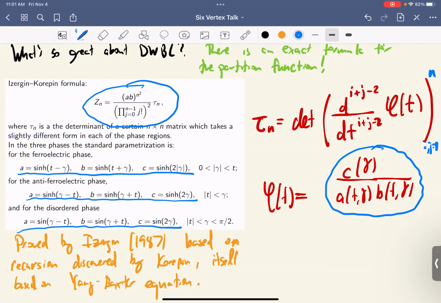So in the disordered phase, I use parameters t and gamma and parameterize the weights a, b, and c in terms of sine functions. Similarly in the anti-ferroelectric phase in terms of sinh functions, and sinh also for ferroelectric, but different values of t and gamma.